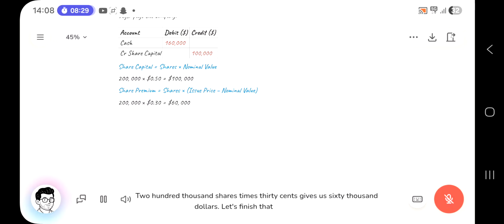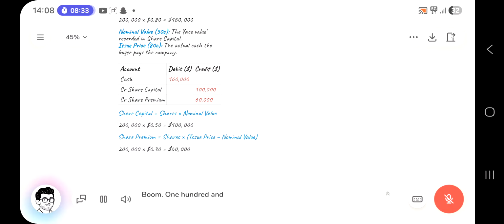Let's finish that journal entry. Boom. 160,000 on the left and 100 plus 60 on the right. It balances perfectly. Why do you think we have to keep the premium in a separate account instead of just putting it all in share capital?